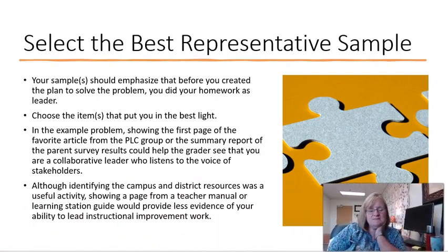So now let's talk about how you would pick your best sample to use for your artifact. Your sample needs to emphasize that before you created the plan to solve your problem, you did your homework as a leader. Where I gave you the example of I went and talked to the literacy specialist and she showed me some kits in the closet, that's not very strong, is it? If I turn in maybe a screenshot of a page from the teacher manual, what does that prove?